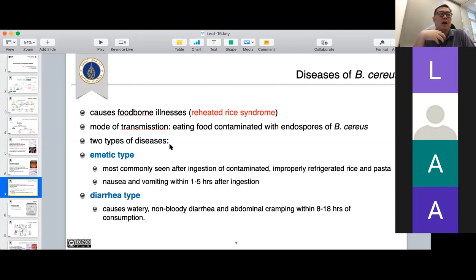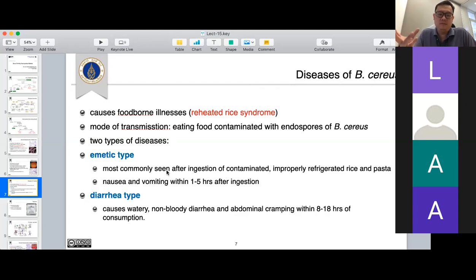So the incubation period is short, and disease happens within 1 to 5 hours. If you have lunch today, this evening you will probably get sick. Okay. But the diarrheal type is because of contamination by spores, so it takes a longer time. Okay. You might get watery diarrhea.